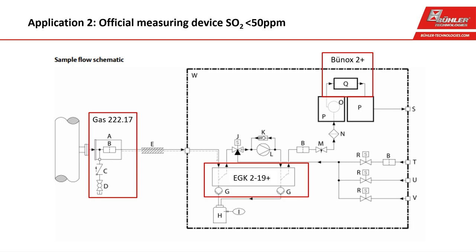In this application, we use the heated gas sampling probe GAS222.17 for gas extraction and the sample gas cooler EGK219+. Please note, the sample gas pump is employed in between the two cooling stages. NO2 conversion is carried out by the NOx converter BUNOX2+.